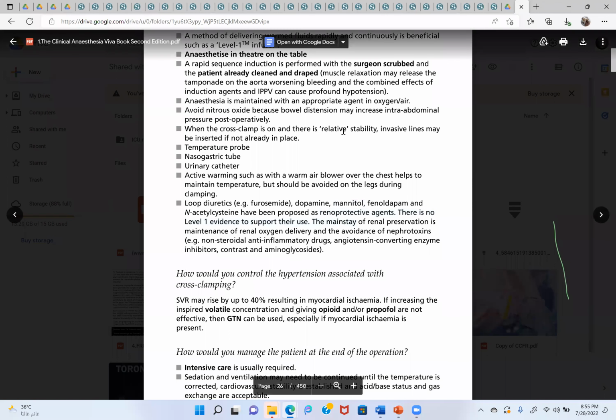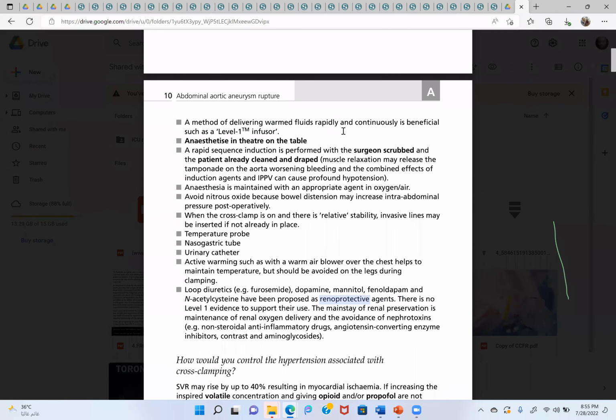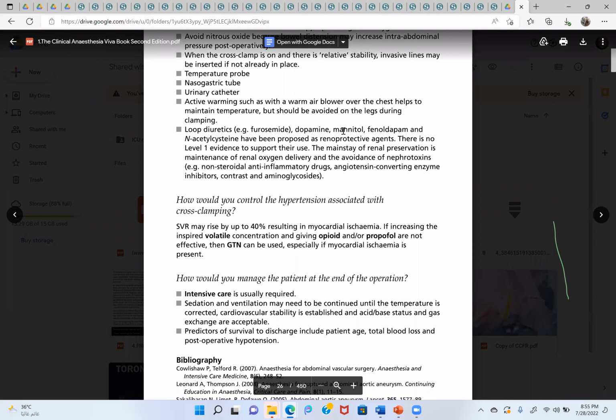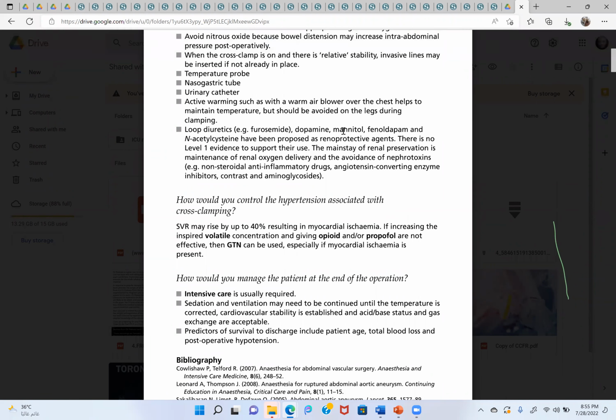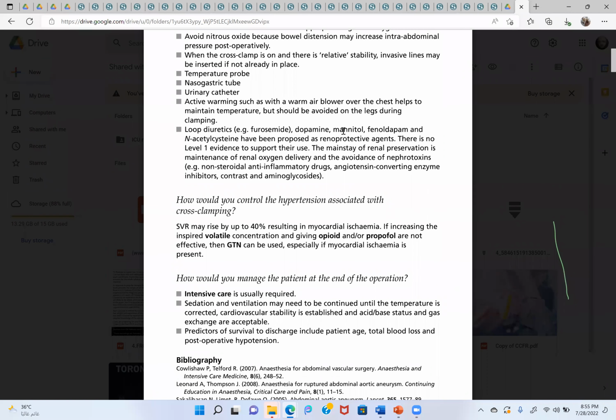Okay, and this is for the renal protection. This one I told you, the Belmont rapid infuser, it was written here, okay, for rapid infusion. Okay, so when they have this cross clamp, SVR may rise 40%, resulting in myocardial ischemia. Okay, if increasing the inspired volatile concentration and giving opioids are not effective, then GTN or vasodilators are given, okay? Because we have not touched that aspect of aortic aneurysm, how to control the intraoperative management, but I hope you understand the basic theme, okay?